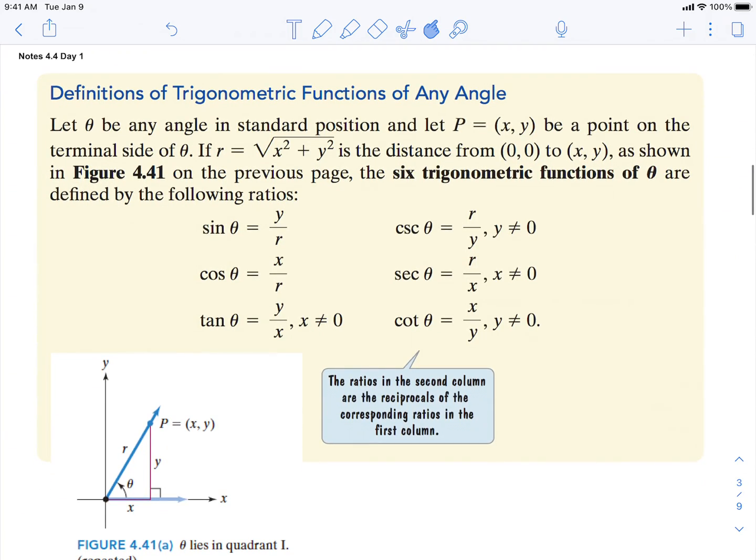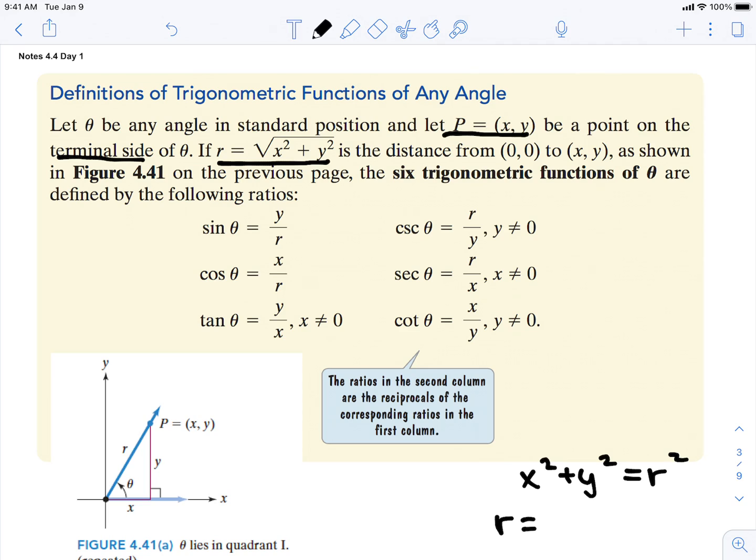So here is an important yellow box. It says we have an acute angle in standard position. So we have our ordered pair, x and y, on the terminal side where it stops. To find that radius, we're going to use the Pythagorean theorem. So x squared plus y squared equals r squared. If we solve that for r, we would square root both sides. So that's how you get this equation here.